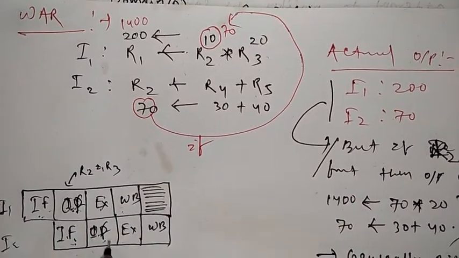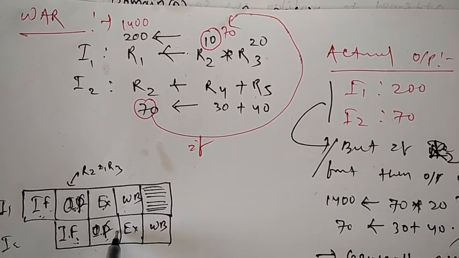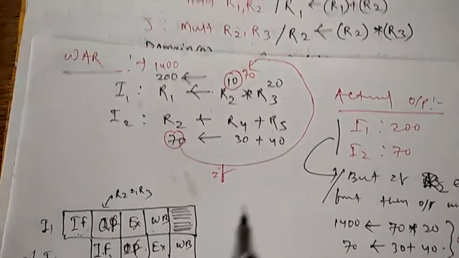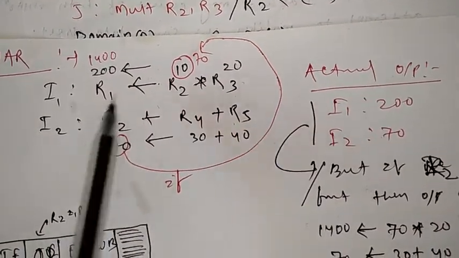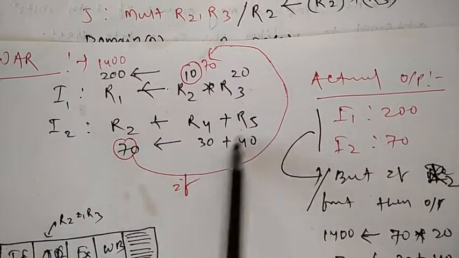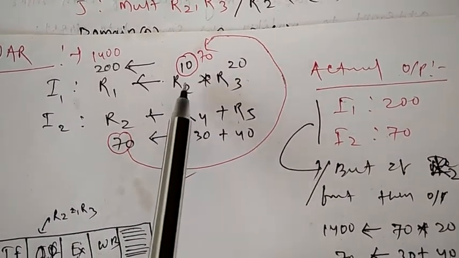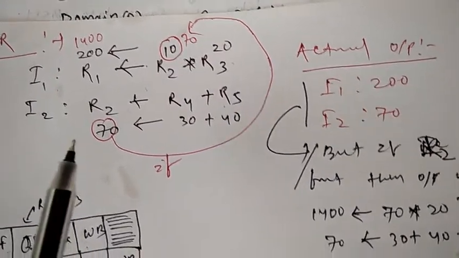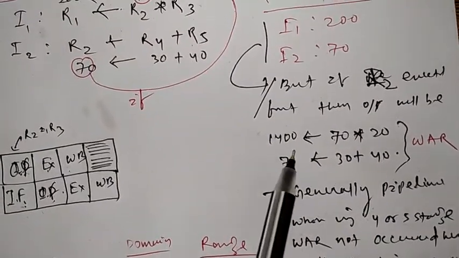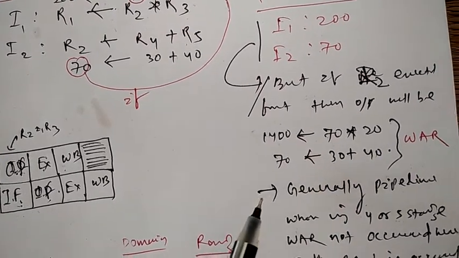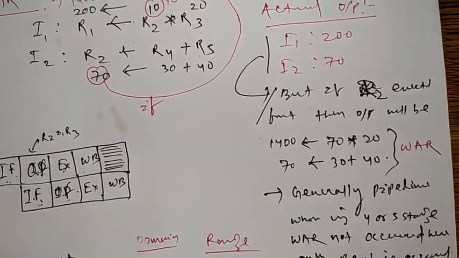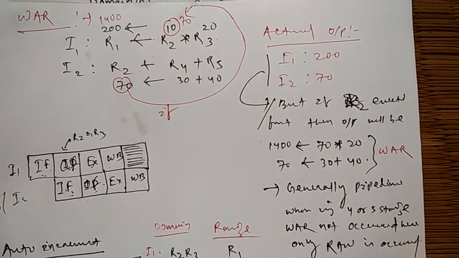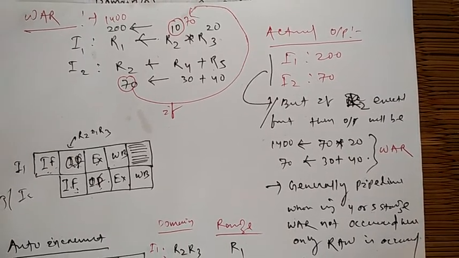Maybe the R2 value will be 10, or maybe 70 comes. So it will create a problem. Let's understand simply through this example. These are 2 instructions. If normal, then 270 will be the output. If any hazard is created, then 1470 will be the hazard. So generally a pipeline having 4 or 5 stages did not occur. Here only a row occurred.